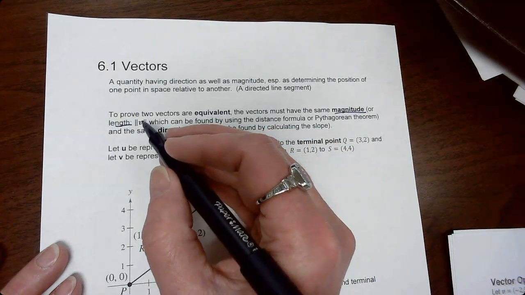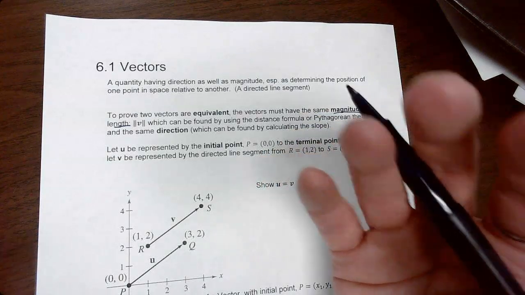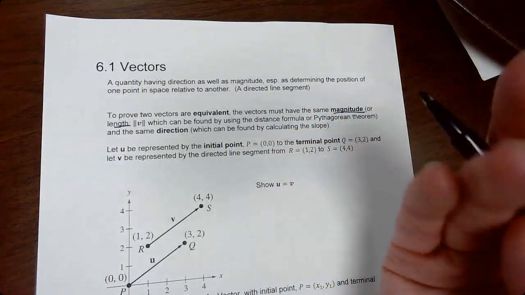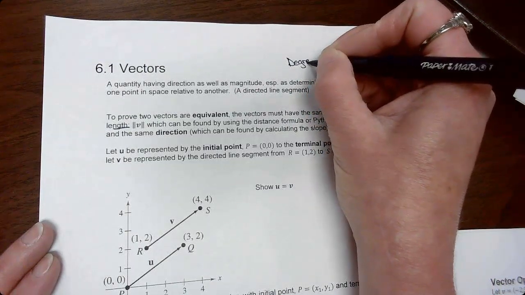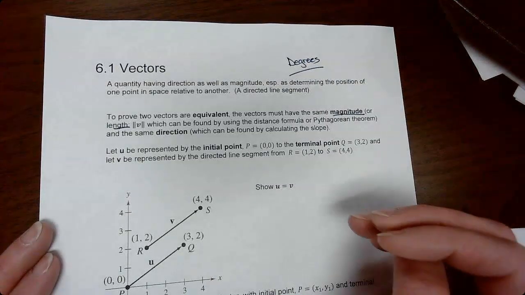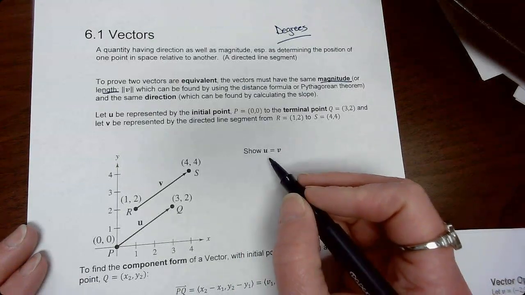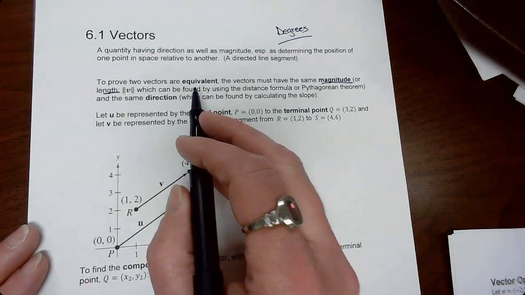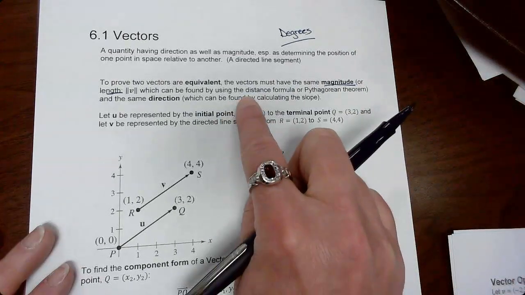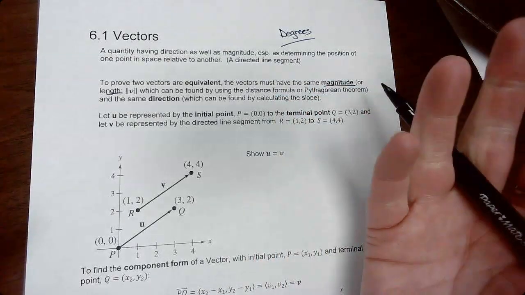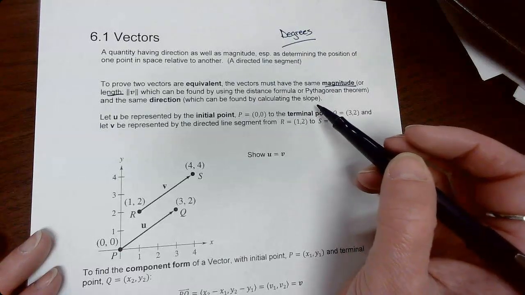And the notation we use is this absolute value because, well, absolute value is the distance from the origin. We can think of it as a distance or length. Now, everything we're going to be doing in this unit, you're going to want to make sure your calculator is in degrees. All right. Now, the next thing we're going to talk about is equality. Two vectors are equivalent if they have the same magnitude and the same direction. So the magnitude is found by using the distance formula or Pythagorean theorem. And the direction we'll find by using the slope.